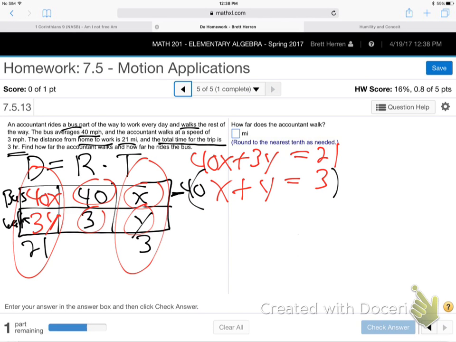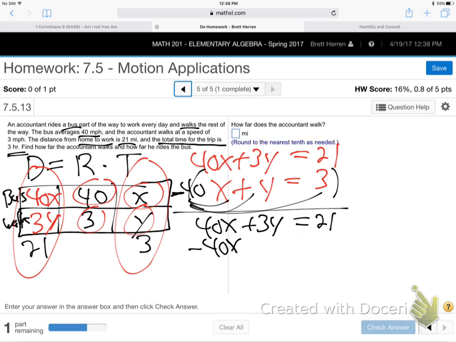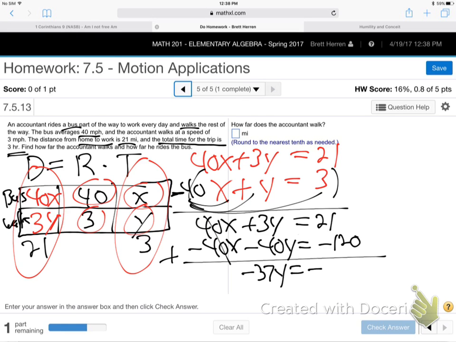So minus 40. Boom, boom, boom. So we get 40x plus 3y is 21. Minus 40x minus 40y minus 120. Add them up. X's cancel. This is minus something. Is it 99? Yeah. That's ugly.